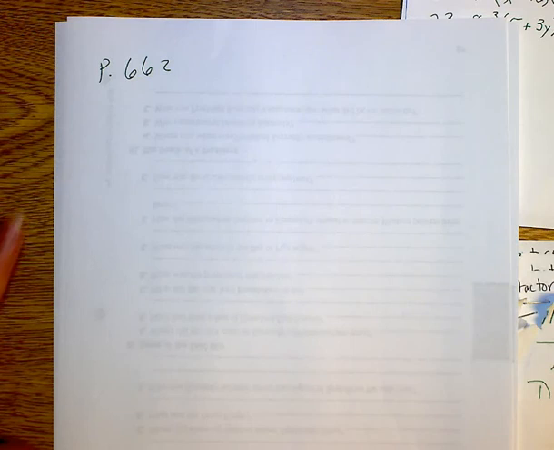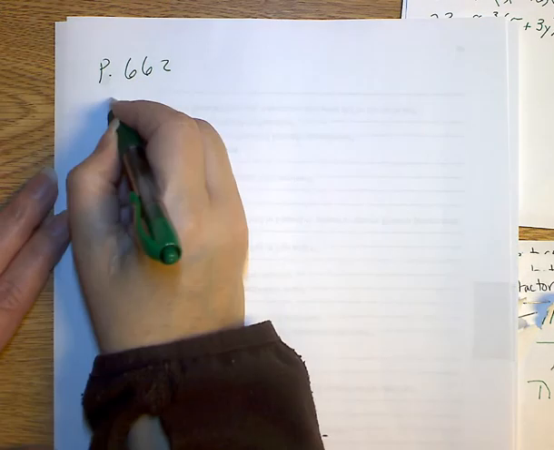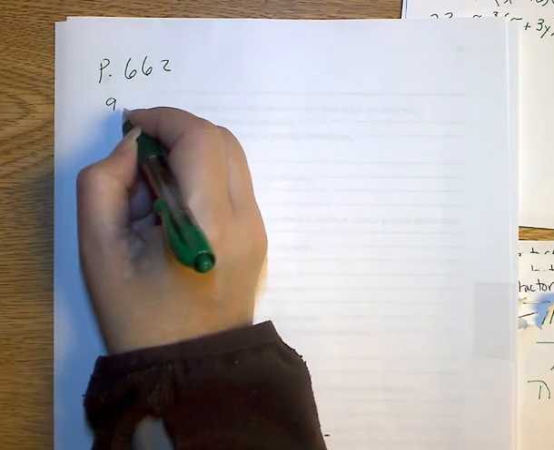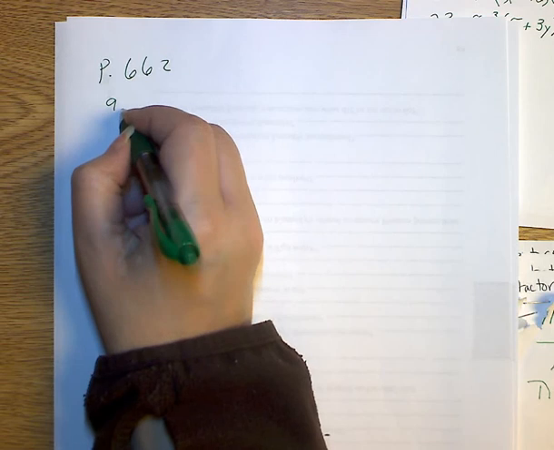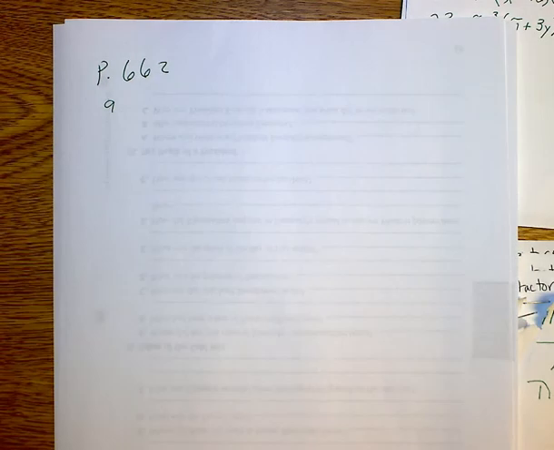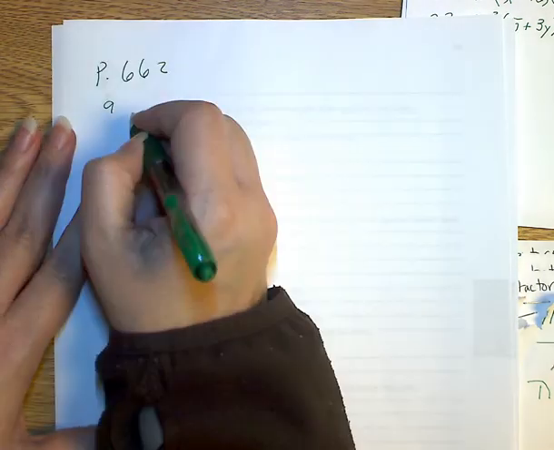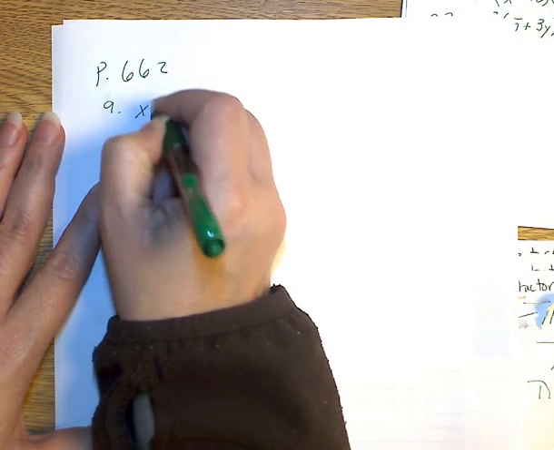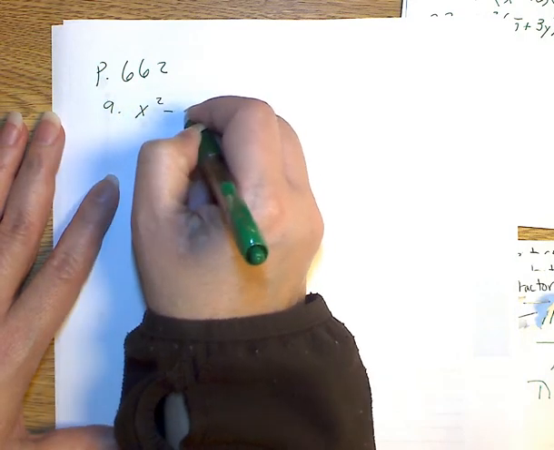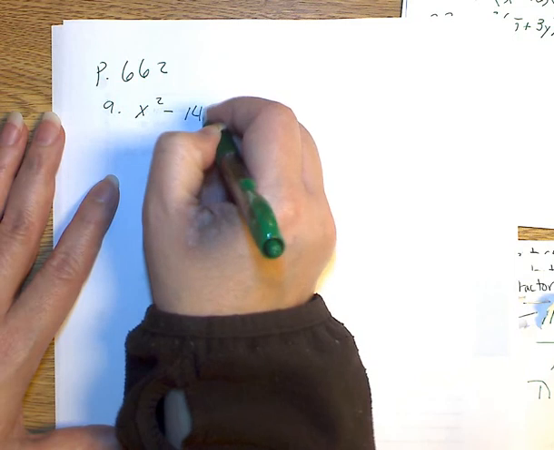We had to do number 9. Number 9 said x squared minus 14x plus 49.